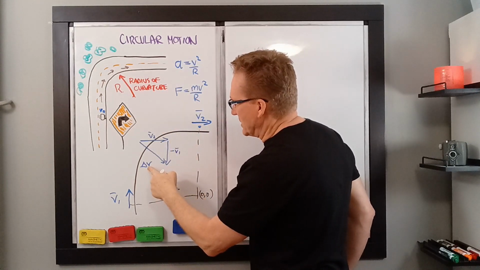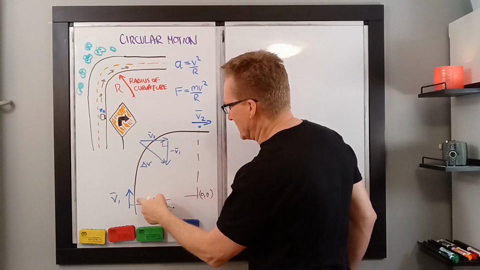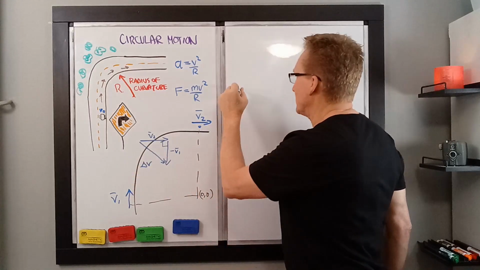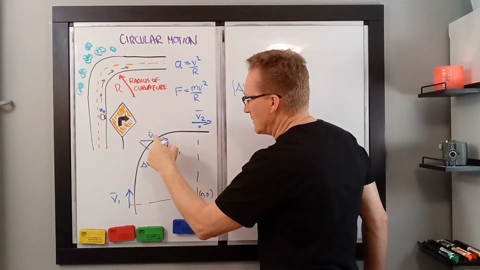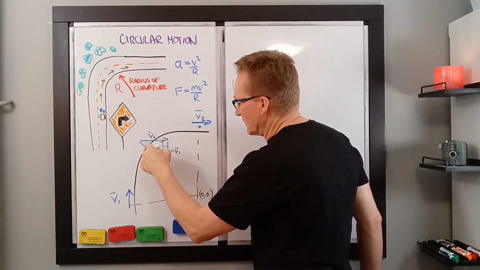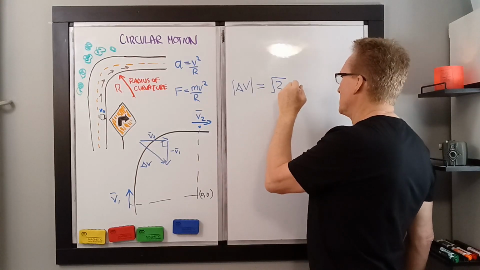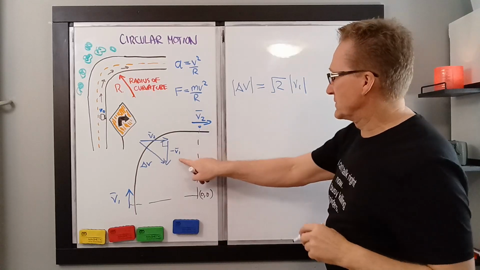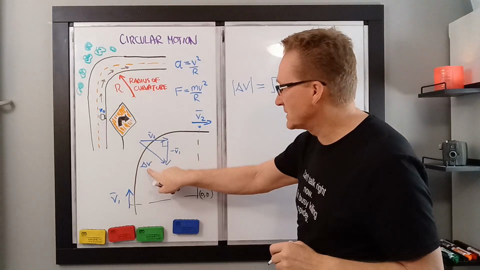Now, what is the magnitude of this here? Well, if you notice here, this is a right angle because we're doing this at 45 degrees. And the length of this delta V, the absolute value, just the length, is going to be equal to this times the root of 2, because it's a right angle 45-degree triangle. So it's going to be root of 2 times the length of V1. We're just concerned about the length. The lengths of both of these are the same. So this is how we can calculate this here. So that's the change in velocity.